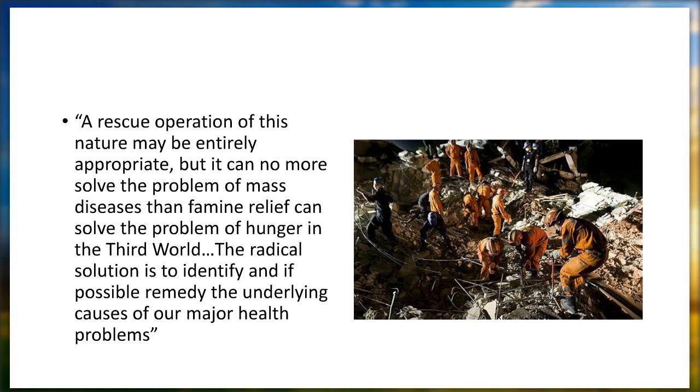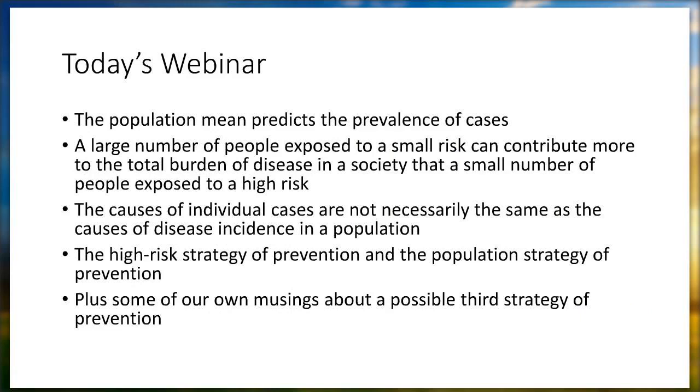So in today's webinar, we'll explore this thought and discuss some of Dr. Geoffrey Rose's key ideas, including 1, the population mean predicts the prevalence of cases. 2, a large number of people exposed to a small risk can contribute more to the total burden of disease in a society than a small number of people exposed to a high risk. 3, the causes of individual cases are not necessarily the same as the causes of disease incidence in a population. 4, the high-risk strategy of prevention and the population strategy of prevention. And 5, we'll add some of our own musings about a possible third strategy of prevention that we see.